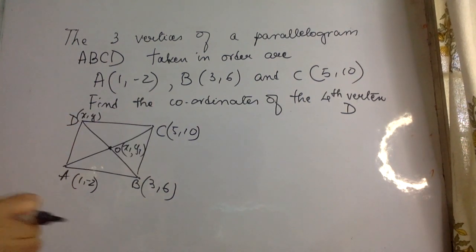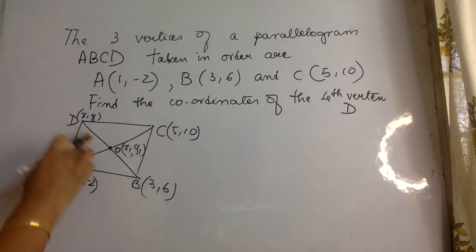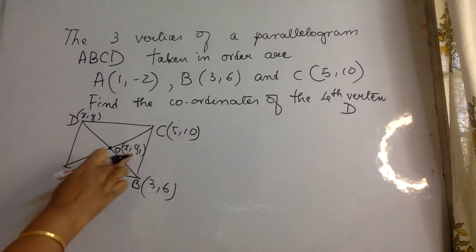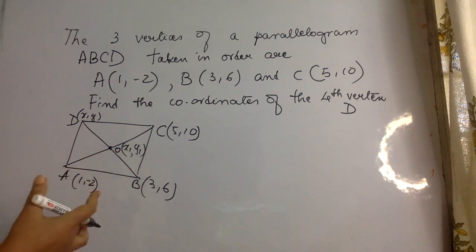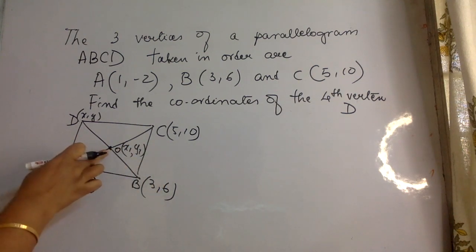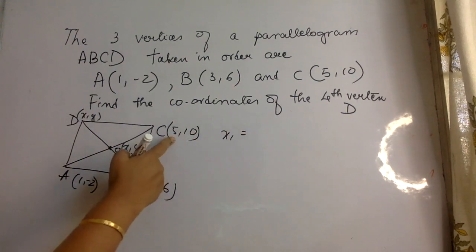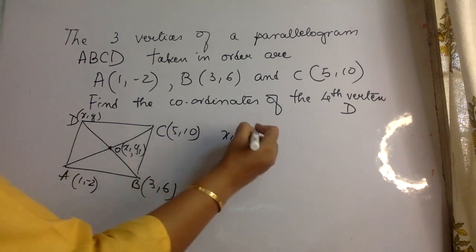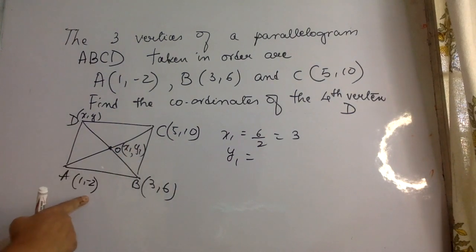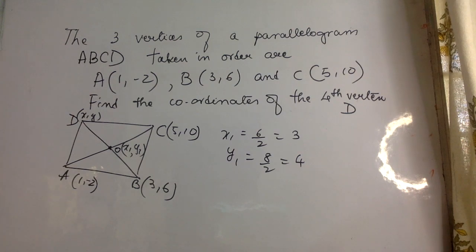Okay, so the simplest way of doing this is, as I said, we have to join the diagonals, and diagonals bisect each other in a parallelogram. So the point O with coordinates x1, y1 is the point of intersection of the diagonals. We will take the diagonal AC and we'll find x1 first. Okay, we'll find the midpoint of the 2 diagonals first. So x1 is, by using section formula, 5 plus 1, 6, 6 by 2, which is 3, and y1 is 10 minus 2, that is 8, 8 by 2, that is 4. So this point now becomes 3 and 4.